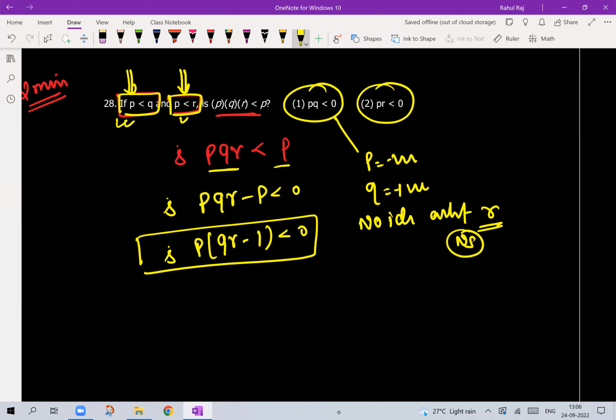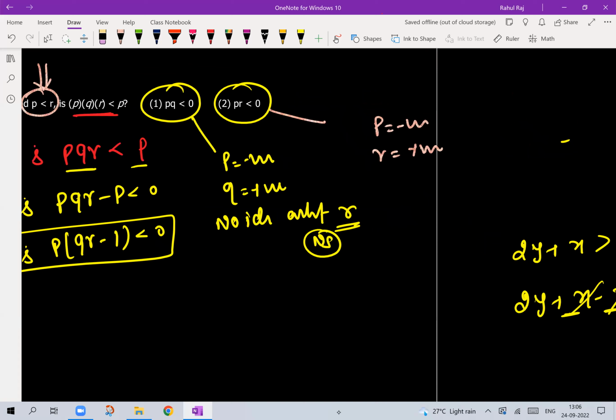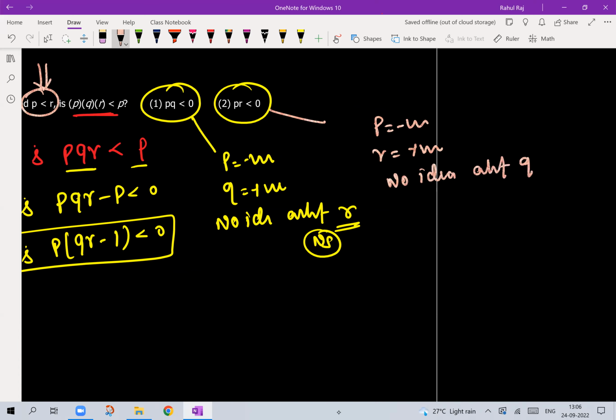Statement number 2 says that PR is less than 0. But there is information given in the question that P is less than R. What do you mean by this? First of all, PR less than 0 means P and R are of opposite sign. If P is positive, R is negative. If R is positive, P is negative. But there is explicit information given in the question that P is less than R. So P is for sure negative and R is positive. But statement number 2 doesn't give me any idea about Q at all. So I can say this is not sufficient. Any doubt? Please tell me now.